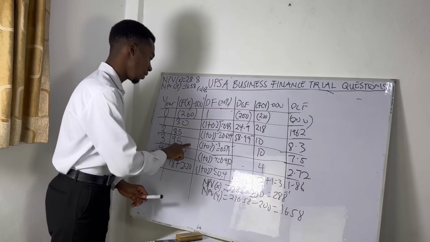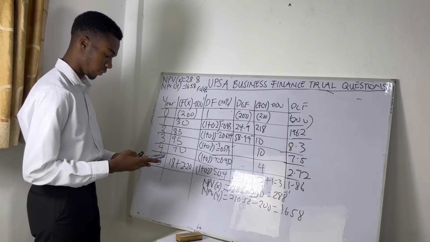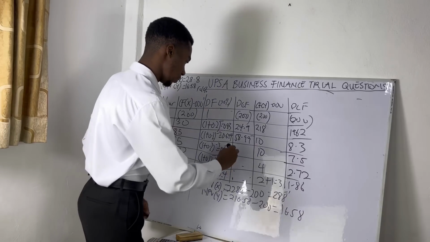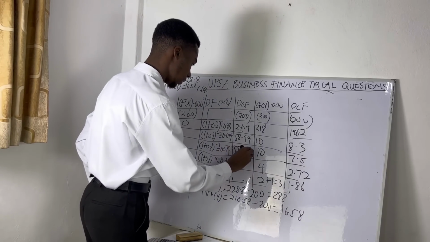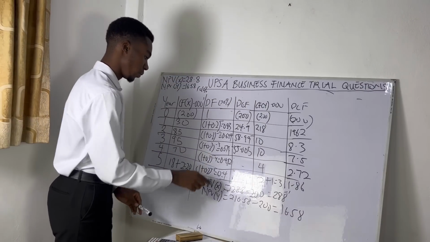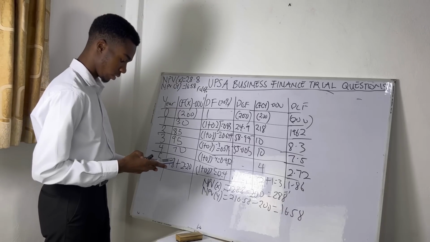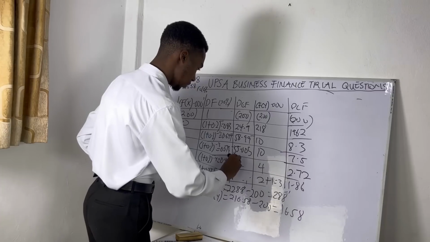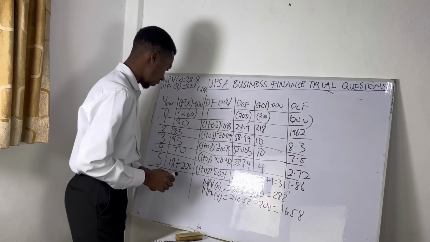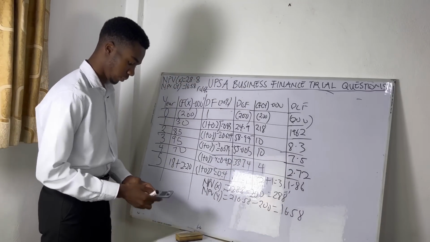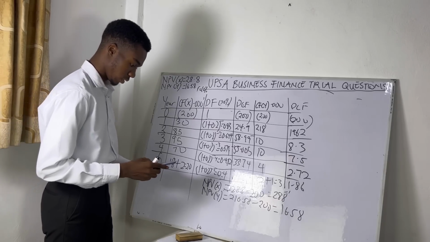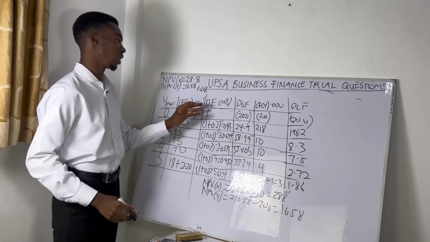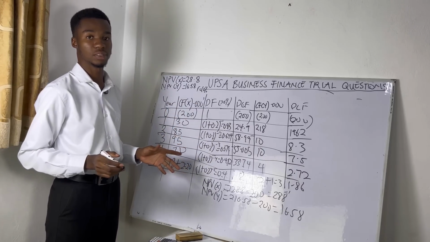Then you have 95 times 0.579, which is 55.005. Then we have 70 times 0.482, and we have 33.74. Then we have 20 times 0.4. I'm getting 8. So these are the present values for project X using the discount factor of 20%, or using a rate of 20%. That's what it means.